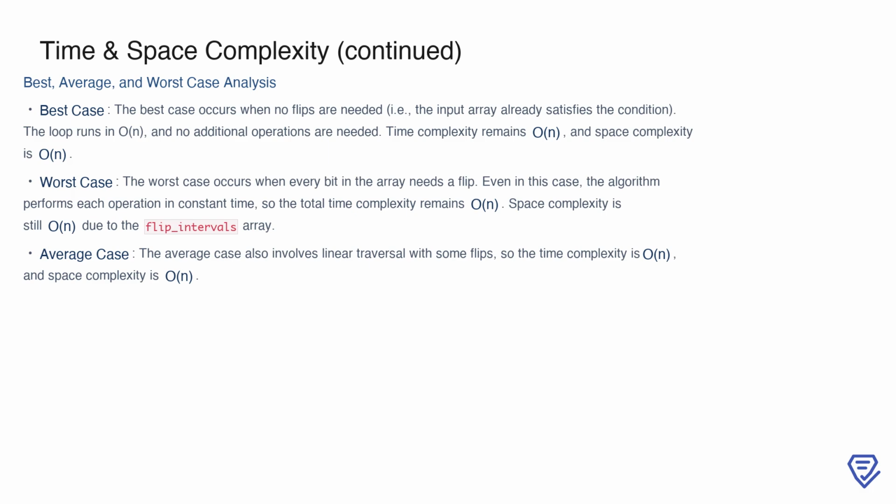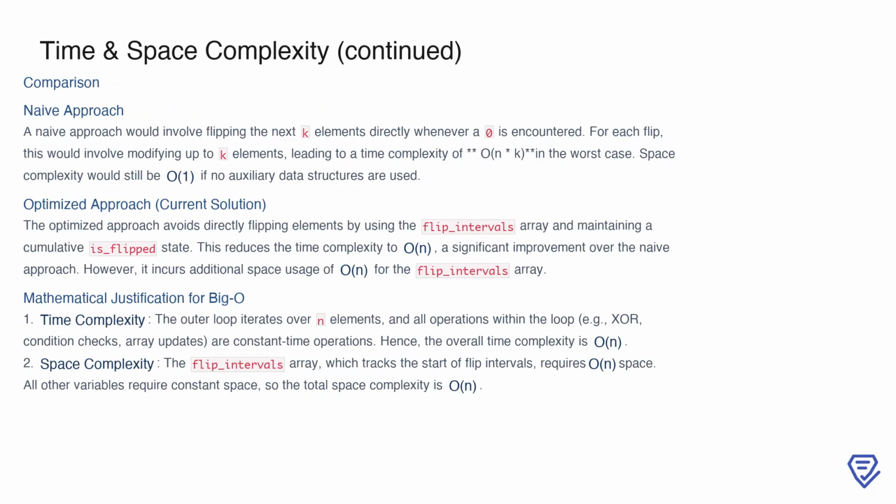For the average case, the algorithm involves linear traversal with some flips occurring, but the time and space complexities are still O(n) for the same reasons. Finally, let's compare this optimized approach to a naive solution. The naive approach would involve directly flipping the next k elements every time a 0 is encountered. For each flip, up to k elements would be modified, leading to a worst-case time complexity of O(n*k). However, the space complexity would remain O(1) if no additional data structures are used.